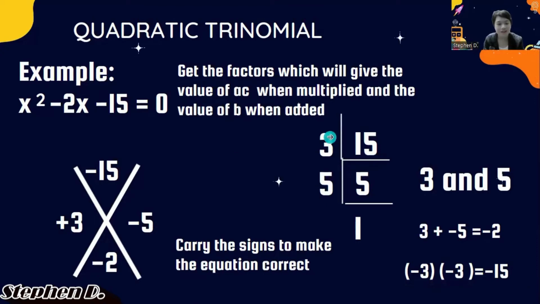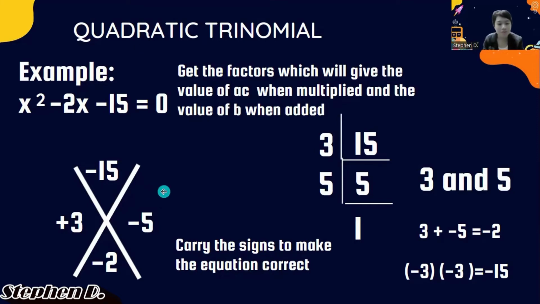Again, we are finding two factors that when we multiply, we'll get negative 15, and when we add, we'll get negative 2. So the easy way to find it is using the ladder method. As you can see, we have 15 and then 3. 3 divided into 15, we get 5, and then divided by 5 is 1. On the side, we get 3 and 5. So let's see if it satisfies our condition. 5 times 3 will give us 15, but to make it into negative 2, we can make one positive and the other one negative, right?